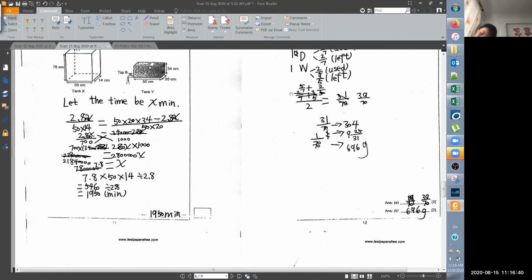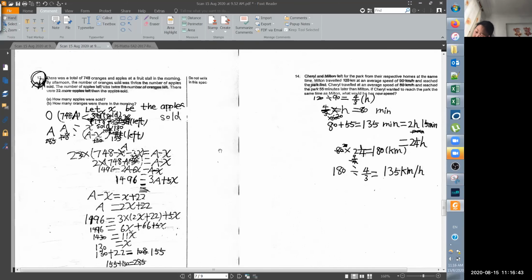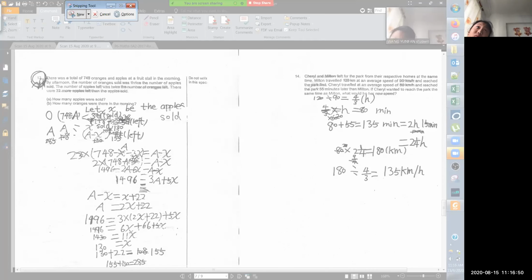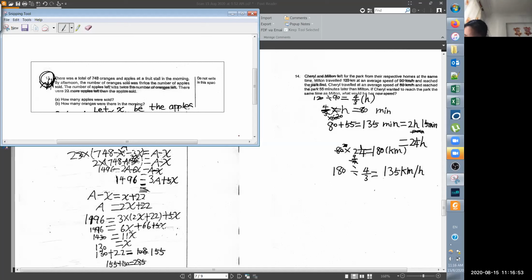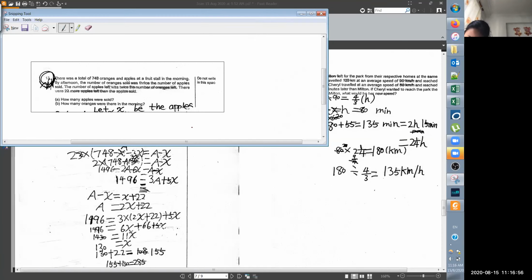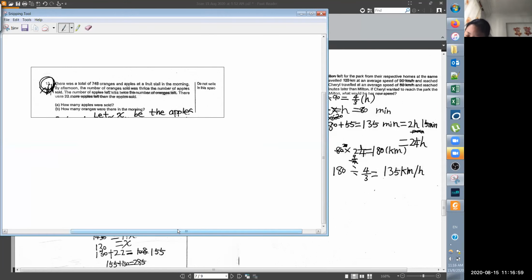So 12 is done. 13. Anything wrong with 13? 13题? Yeah. Oh, okay. So what it says, there was a total of oranges and apples in the morning. And the number of oranges sold was twice the number of apples sold. So that means you just write your orange and then your apple. If orange is O, then apple is 748 minus O. And the number of oranges sold was twice the number, twice means 3 times. Right? So let's say you sold X oranges. So it means you sold 3X apples. Right?